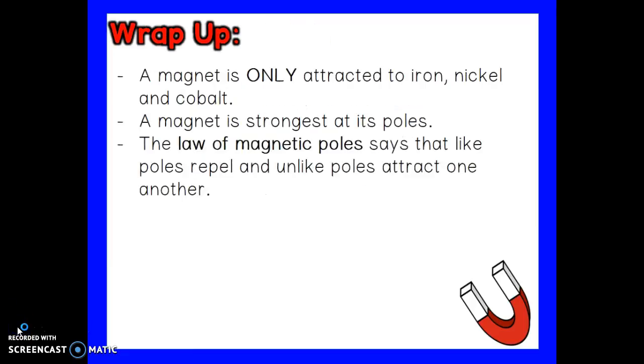So to wrap up what we've learned so far, a magnet is only attracted to iron, nickel, and cobalt. A magnet is strongest at its poles. And the law of magnetic poles states that like poles repel, and unlike poles attract one another.